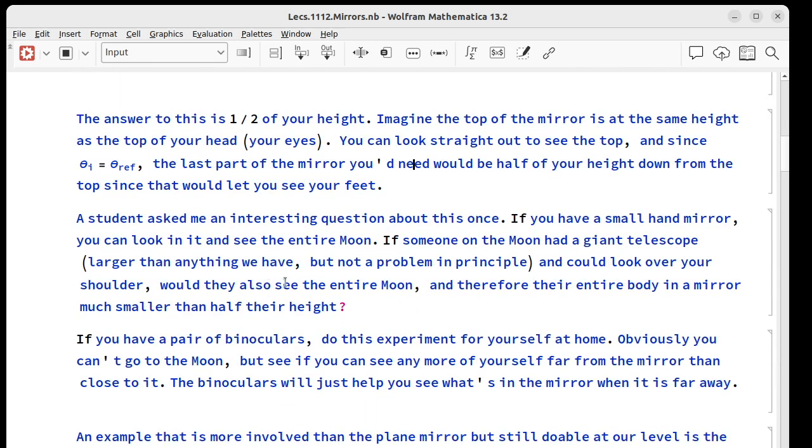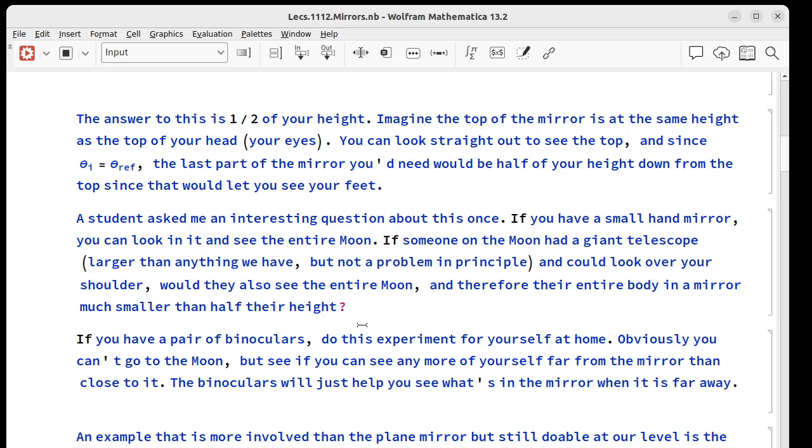I was once asked an interesting question about this by a student, and that is, you imagine you have a small hand mirror and you look in it and can see the whole moon. What if someone on the moon had a gigantic telescope, bigger than any that exist or probably ever will exist, but we can still talk about it? What if they had this gigantic telescope? They can look over your shoulder. Will they see the entire moon in the mirror, and therefore they would be fitting their entire body in a mirror much smaller than half their height?